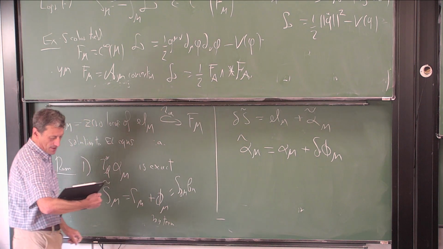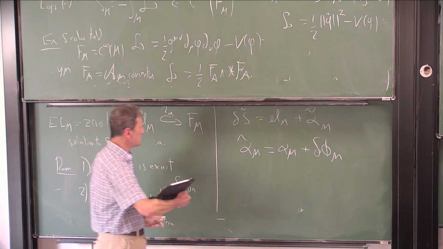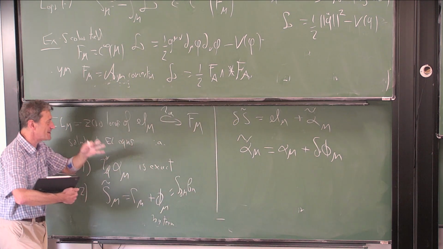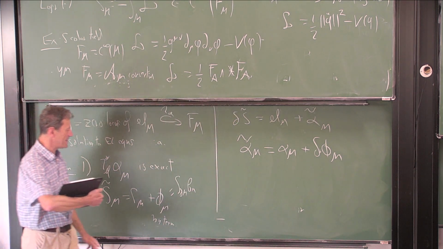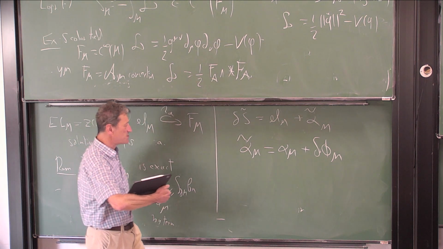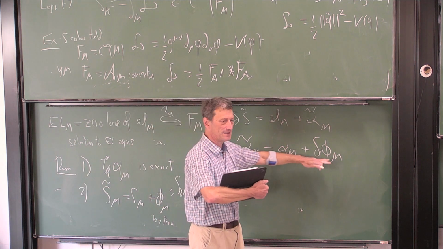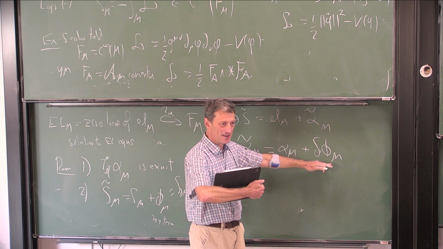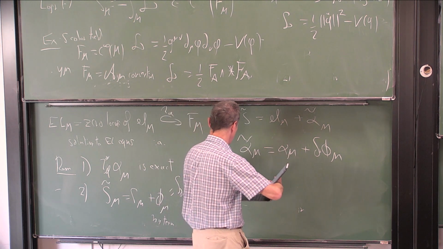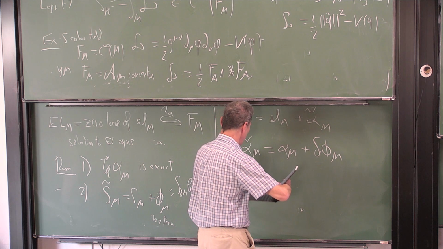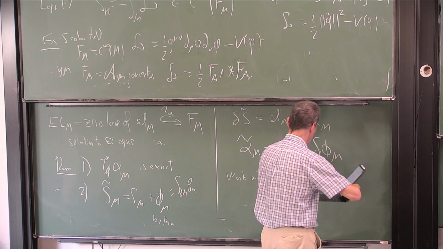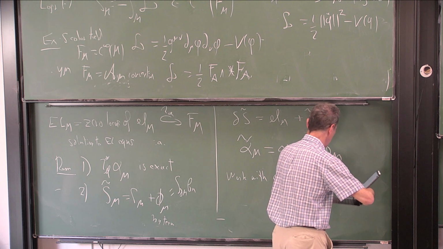Okay? So this tells you that if you perform this operation, which at this level physically should be a bit irrelevant, in the sense that it doesn't change the Euler-Lagrange equation, you're changing this Noether one form by an exact term. Okay, so that means that the correct thing is to work with alpha m modulo exact terms.